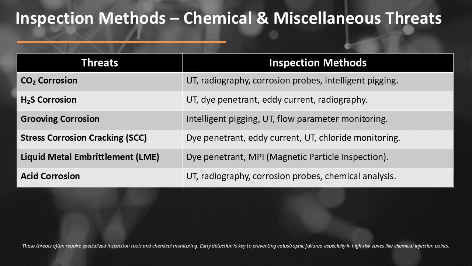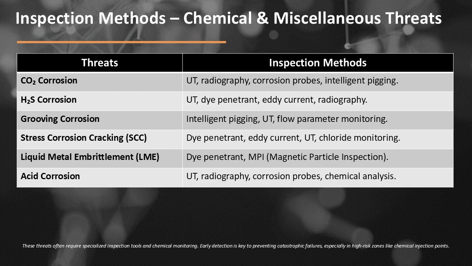Inspection methods for chemical miscellaneous threats. These threats often require specialized inspection tools and chemical monitoring. Early detection is key to preventing catastrophic failures, especially in high-risk zones like chemical injection points. When the threat is CO2 corrosion, then the inspection methods to use for detecting the threat are UT, radiography, corrosion probes, intelligent pigging. When the threat is H2S corrosion, then the inspection methods to use for detecting the threat are UT, dye penetrant, eddy current, radiography.